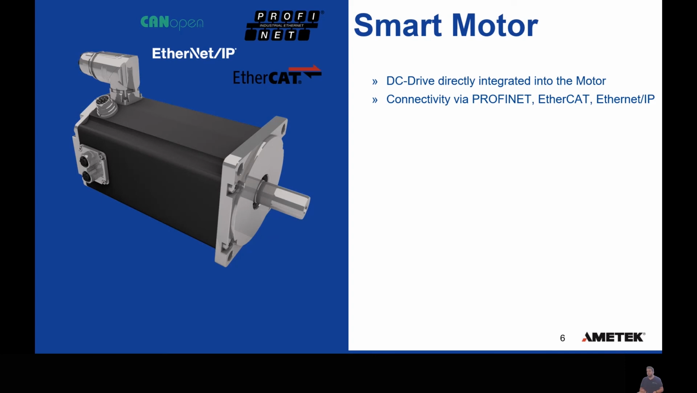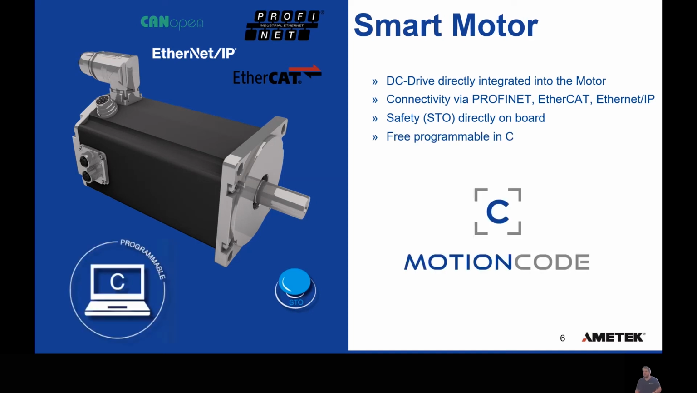Also, it brings the whole connectivity with it, so that it can interact with other parts of the system. That's field buses like CANopen, or industrial Ethernets like Profinet, EtherNet/IP, and EtherCAT. It also has the possibility to interact with safety systems, in that safety functionalities like safe log off are directly integrated in the motor. And also this motor is freely programmable in C, so that the logic which controls the motor can be directly programmed on the motor, and that is our motion code feature.